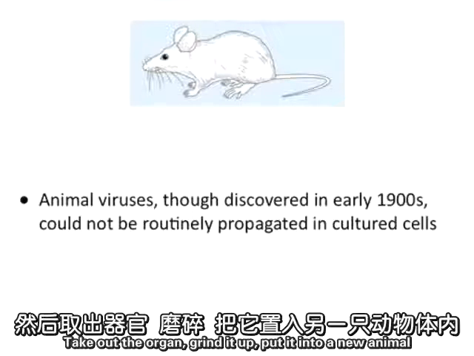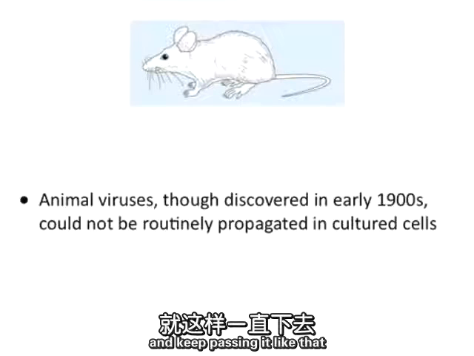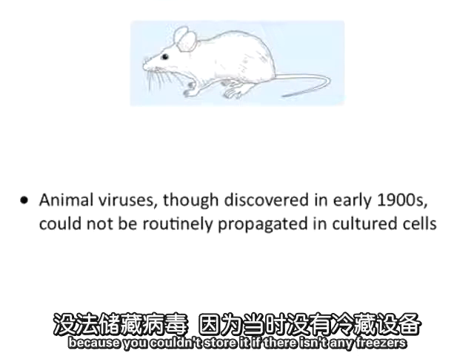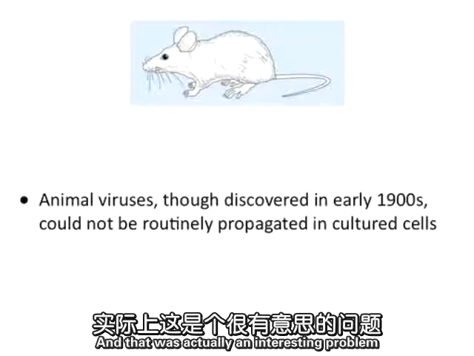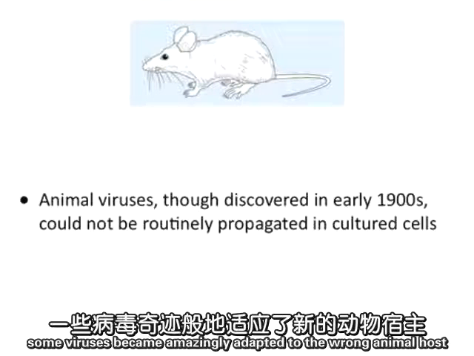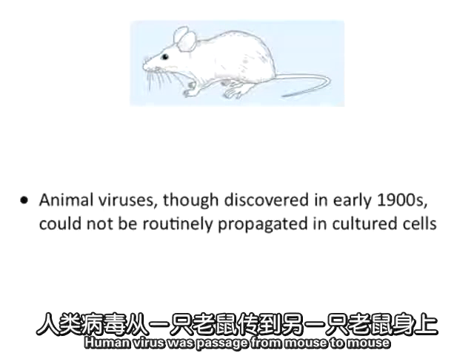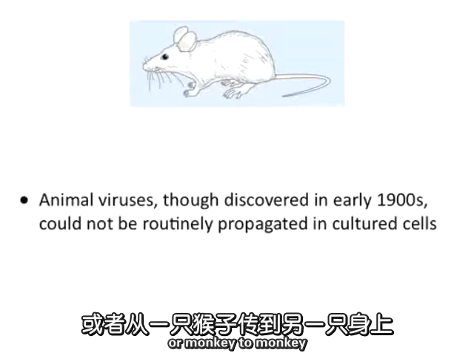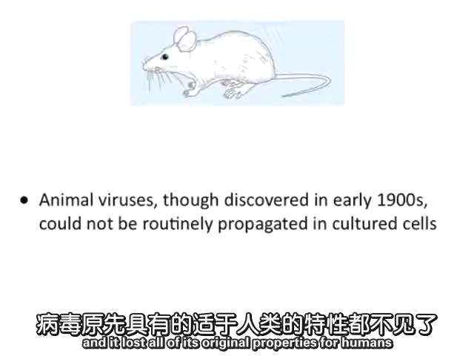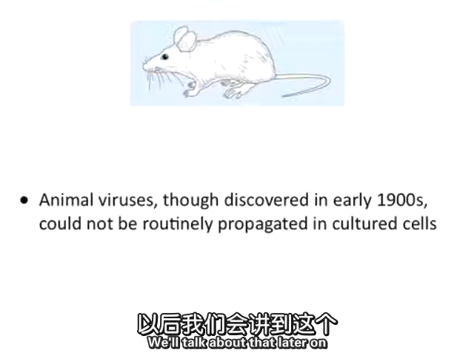Take out the organ, grind it up, put it into a new animal, and keep passing it like that, because they couldn't store it, didn't have any freezers. And that was actually an interesting problem, because it turned out that some viruses became amazingly adapted to the wrong animal host. So polio is an example of this. A human virus was passaged from mouse to mouse or monkey to monkey, and it lost all of its original properties for humans. And we'll talk about that later on.